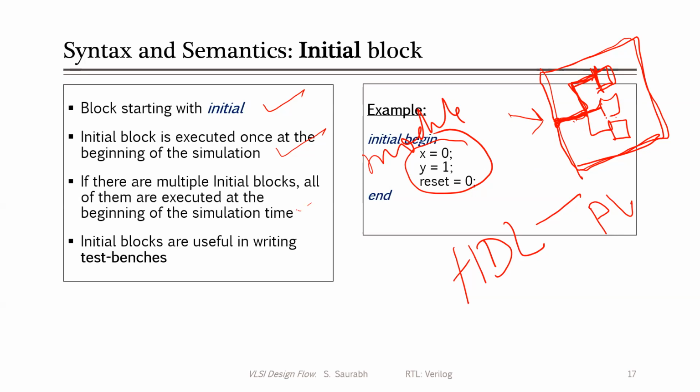And the same behavior is basically modeled by this hardware description language. If you have multiple initial blocks, you don't know which one will actually be executed first. That's why the simulator has the freedom to choose any of the initial blocks. If you have 10 initial blocks, any of them may be executed first.